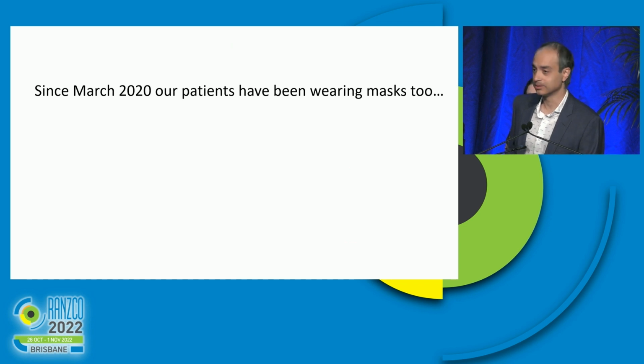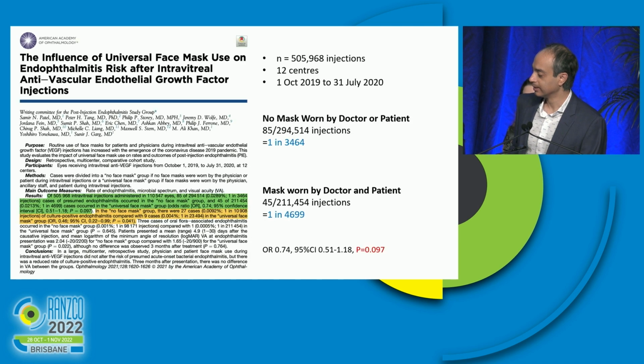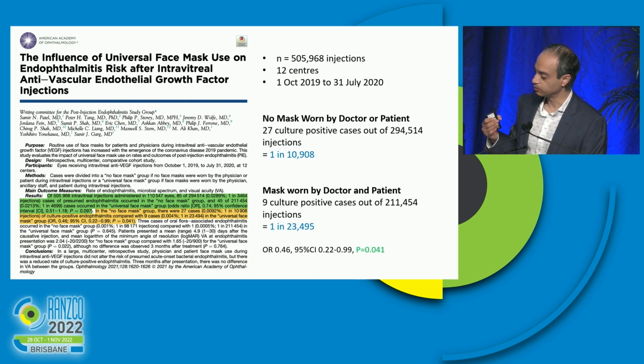But everything changed in March of 2020, and not only have all the doctors started wearing masks, but the patients have been wearing masks too. So how has this changed things? Well, this study was by the same group, and they looked at a time period straddling just before and just after the onset of the pandemic. And they found a reduced risk of endophthalmitis when universal masking was occurring. Didn't quite reach statistical significance, but the reduced rate of culture-positive cases did reach significance.